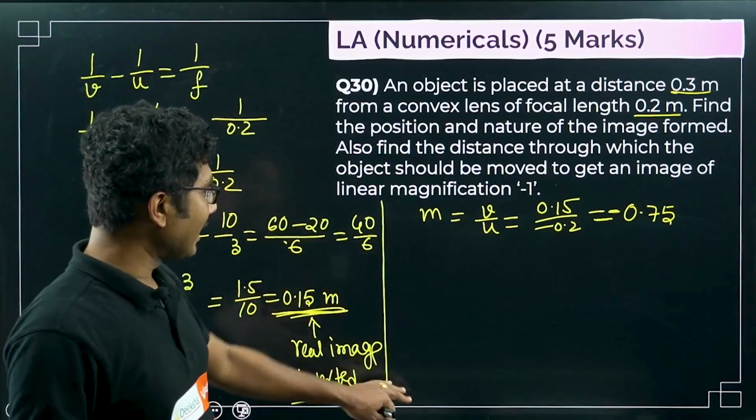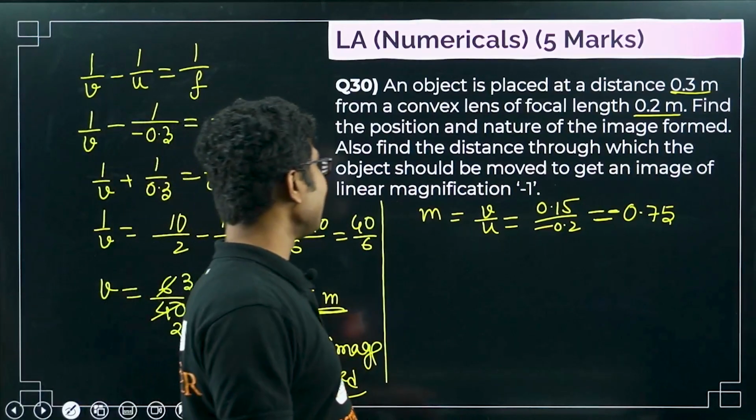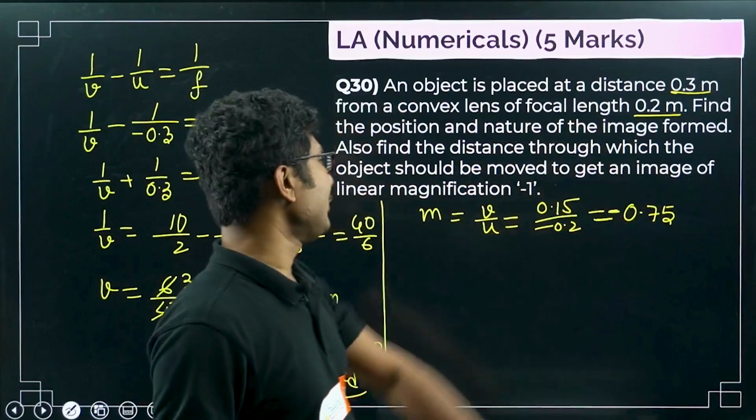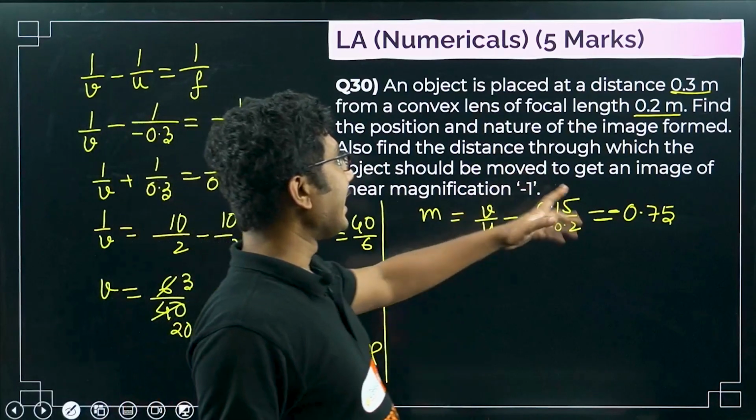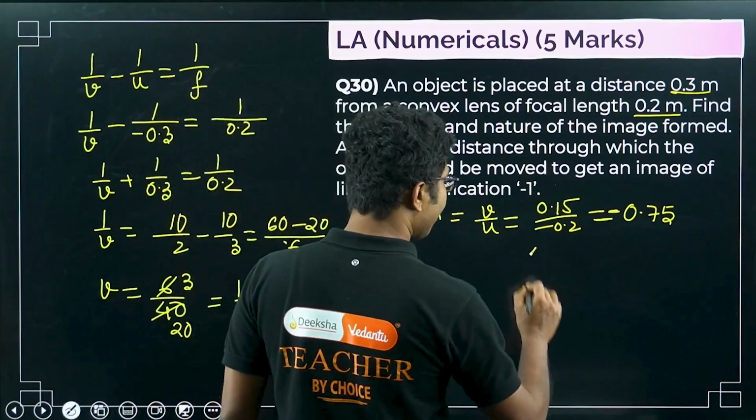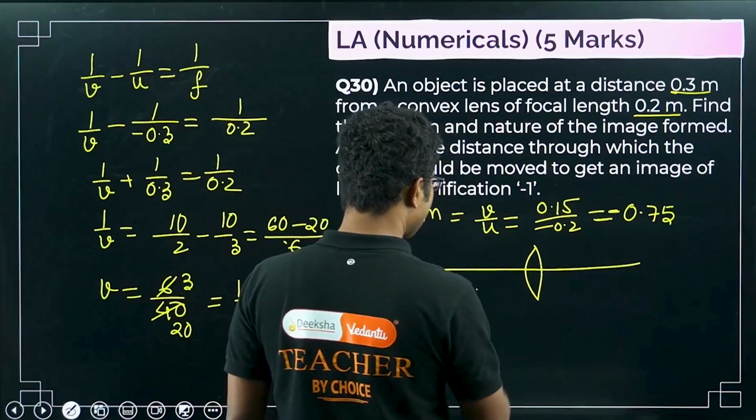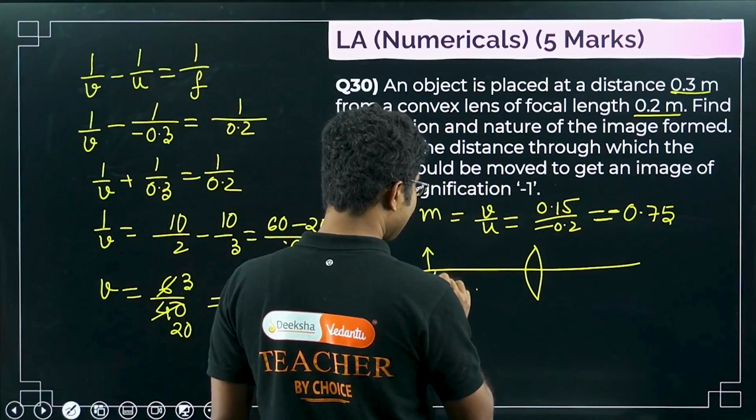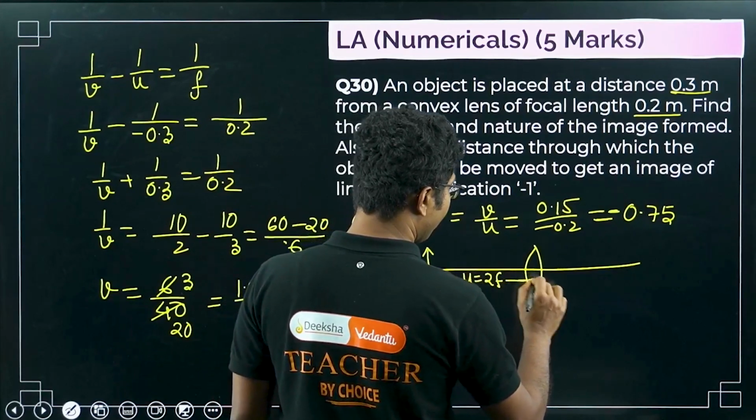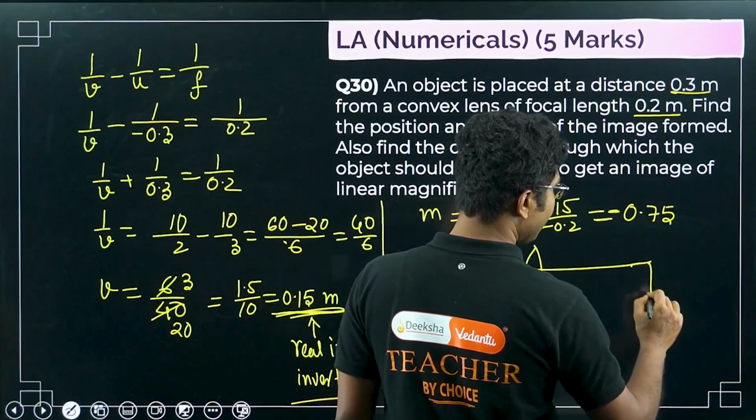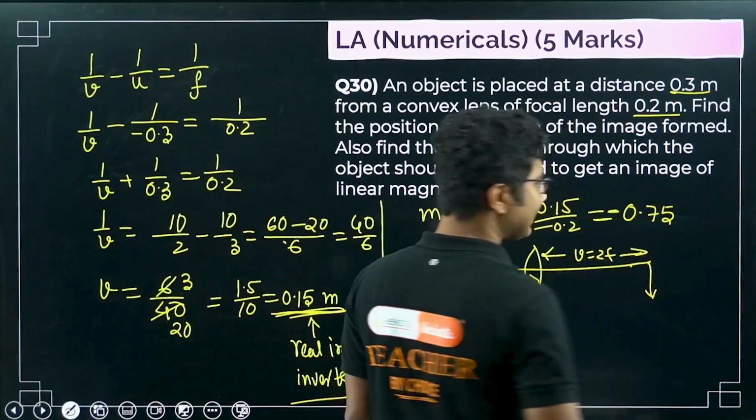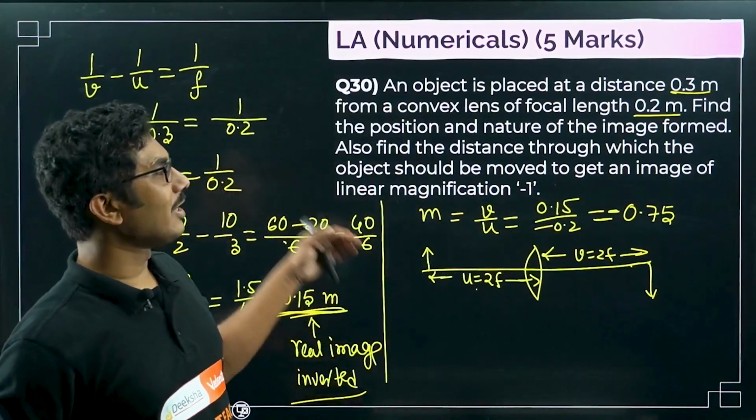Now the second part, even though these are not asked, you can show them if you are interested, but the main part that is asked is to also find the distance through which the object should be moved to get an image of linear magnification -1. Now in case of a convex lens, linear magnification of -1 is obtained when the object is placed at a distance equal to 2f. We know that if the object distance is 2f, we get a real and inverted image of the same size.